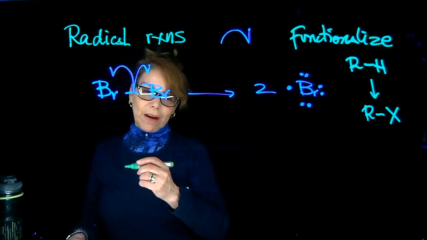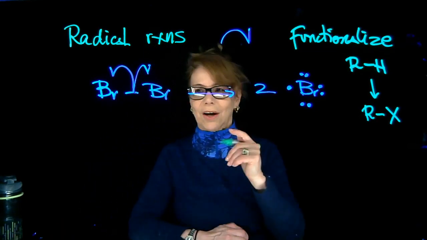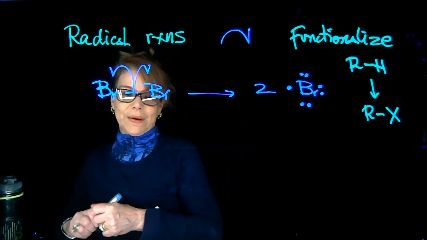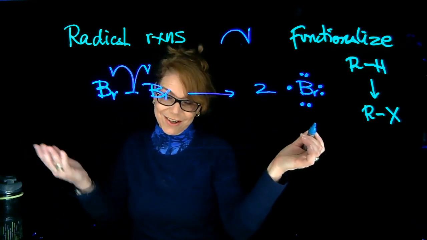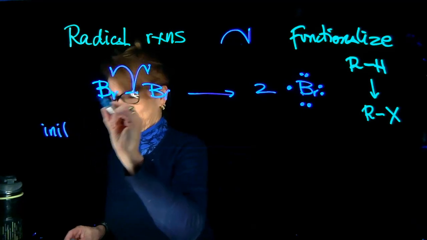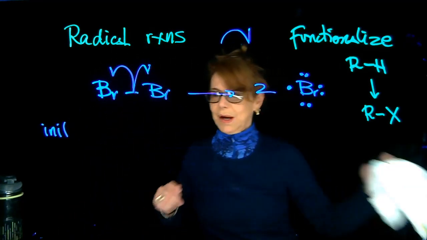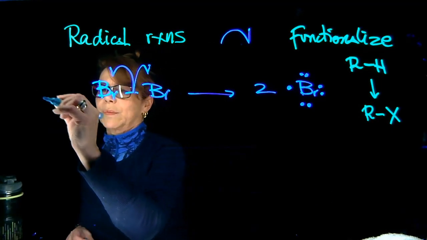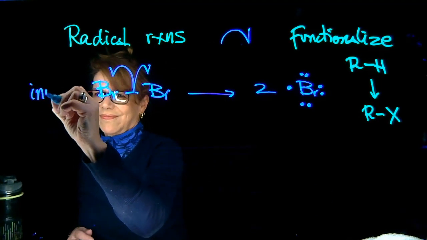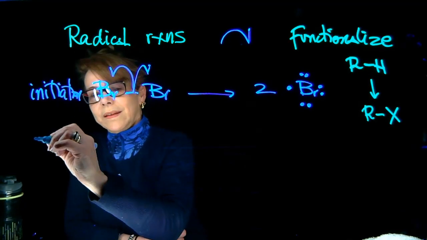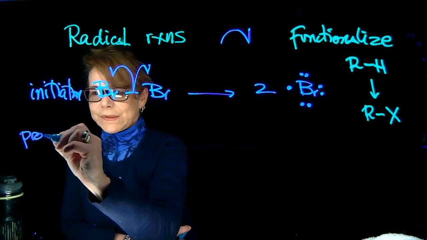All of the radical reactions start with an initiation step. And initiation is what gets things started. So we're going to have initiation. I'm going to write it above, something like that if we had a bromination. An initiation step. Then we will have propagation steps.